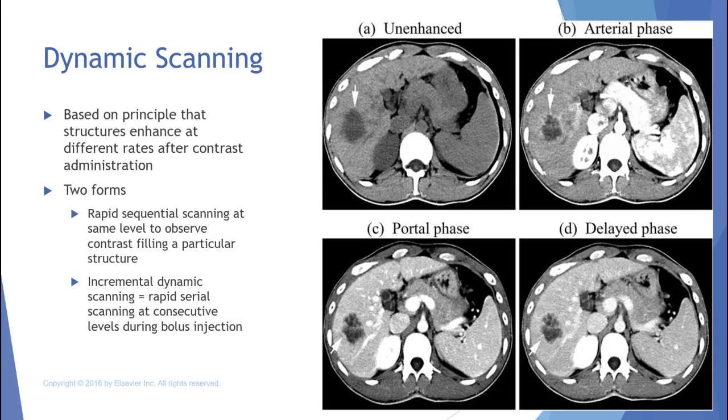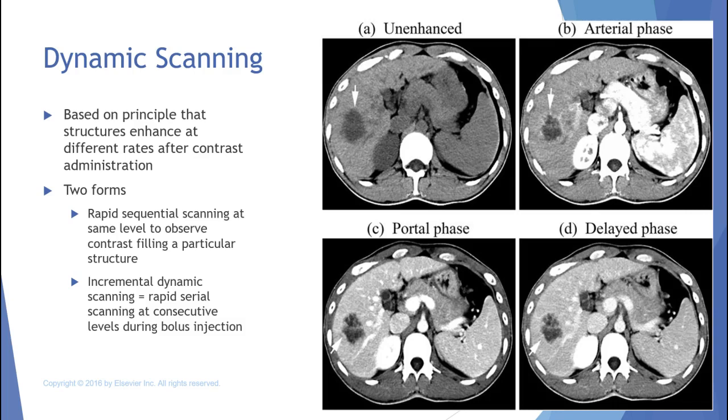Two forms of this. There's rapid sequential scanning at the same level to observe the contrast filling at a particular structure. That's usually called perfusion scanning, okay? And I'm sure you might have heard about perfusion brain scanning, and that is where you take a picture at the same spot over and over again and inject contrast to see what a brain tumor is made of. The radiologist can ascertain that with the amount that it's filling and at the rate it's filling, okay?